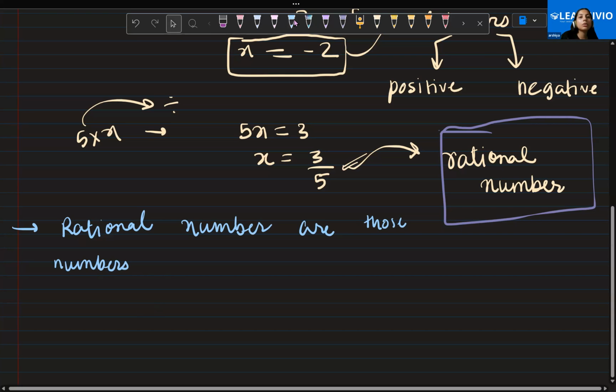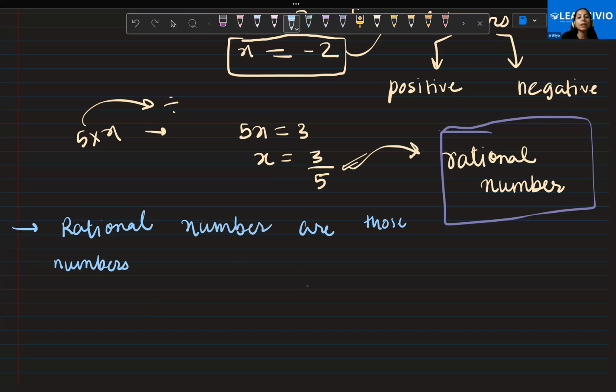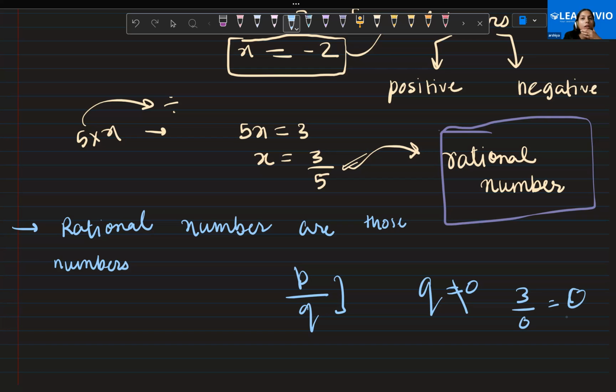Rational numbers are basically those numbers that can be written in the form of P by Q. Now, what is this P by Q? P can be any whole number or natural number, but Q cannot be equal to 0. So we have this criteria that they should be in the form of P upon Q, and Q should not be 0. In the form of P upon Q basically means that they should look like this, in fractional form.